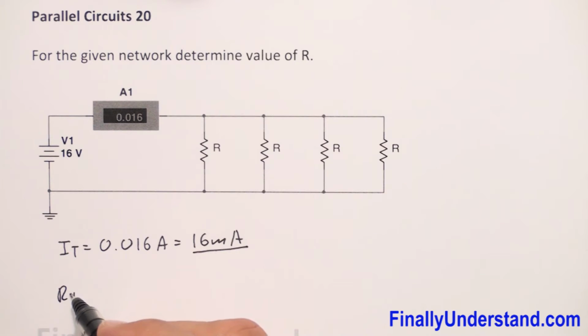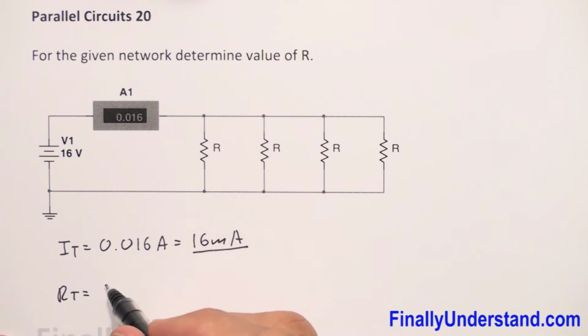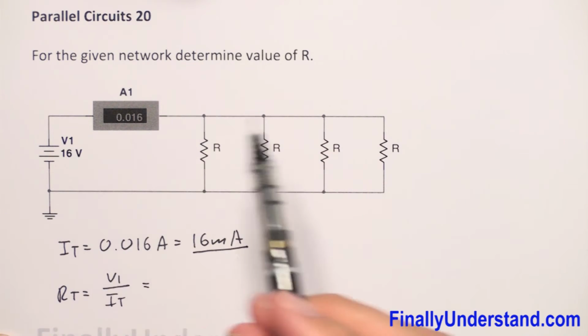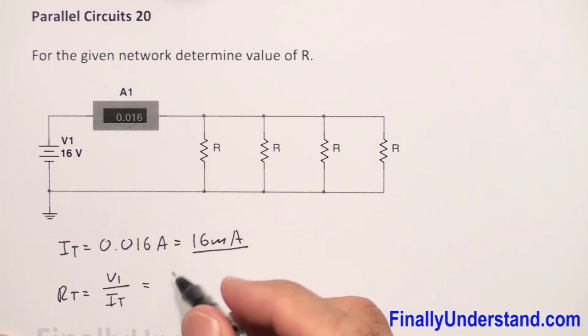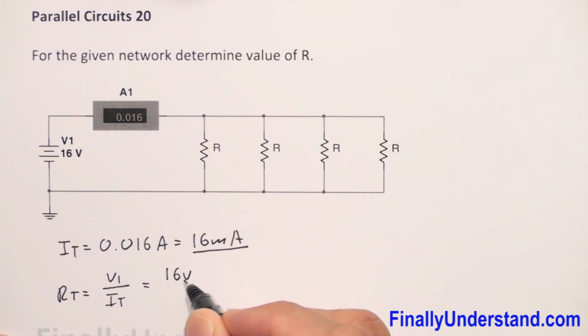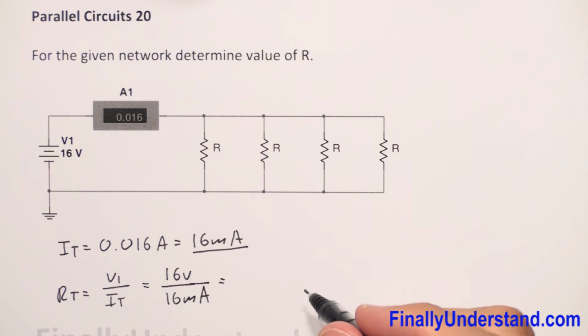So R total is equal to V1 over I total. In other words, voltage source divided by I total. V1 is equal to 16 volts over 16 milliamps. Okay, this is equal to 1 kilo.